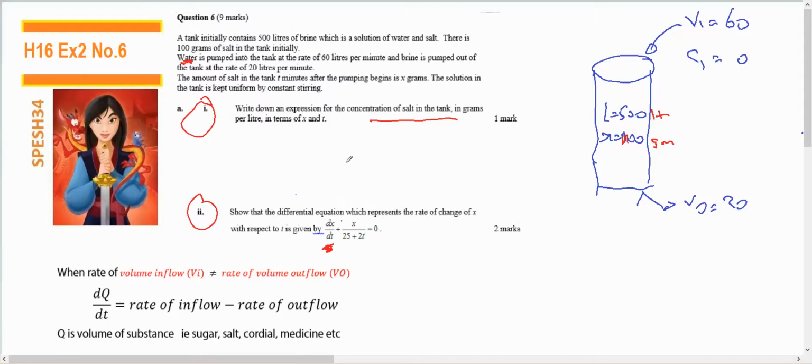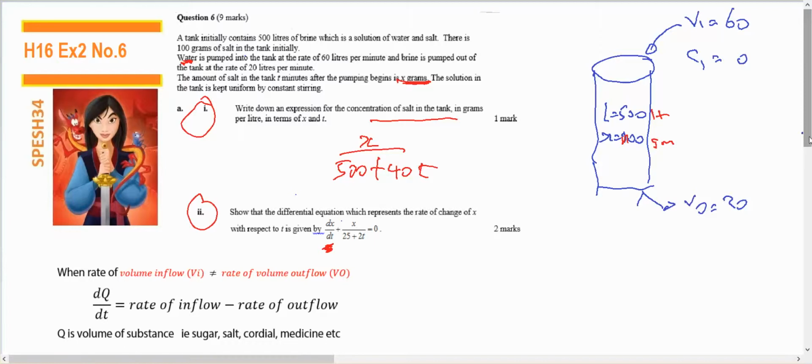What is the concentration of salt in the tank? At any time there's X grams, so the concentration of salt will be X on top of the amount of liquid. And the amount of liquid I have is 500 because there's 500 litres, and it's increasing. 60 goes in, 20 goes out, so it's increasing by 40 per minute. So that's going to be the concentration of salt, the amount of salt in grams divided by the amount of water or liquid that's in the tank.